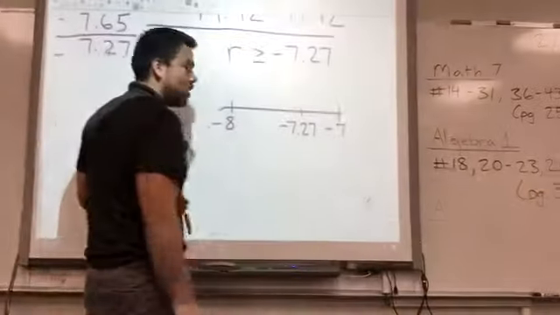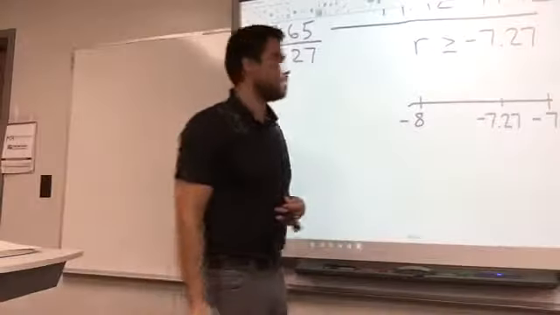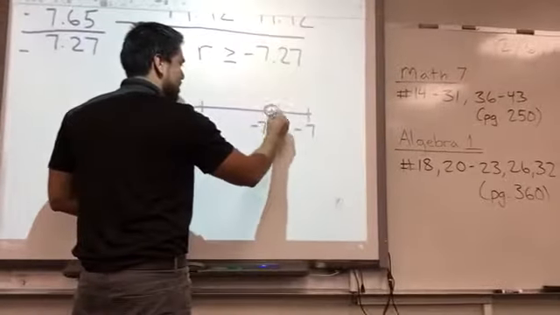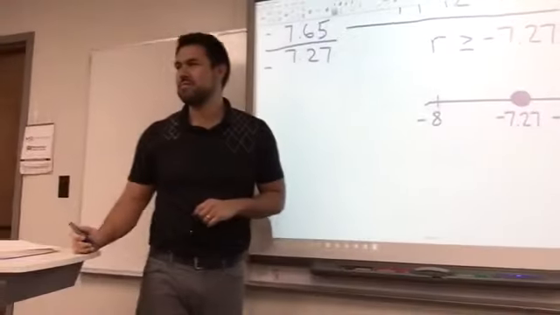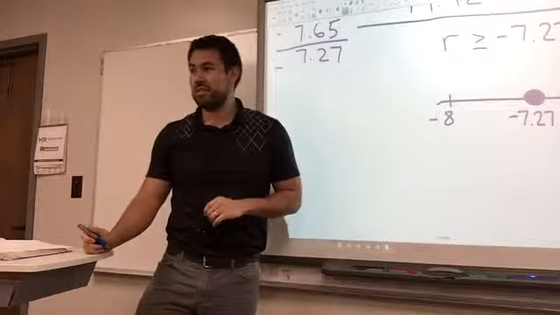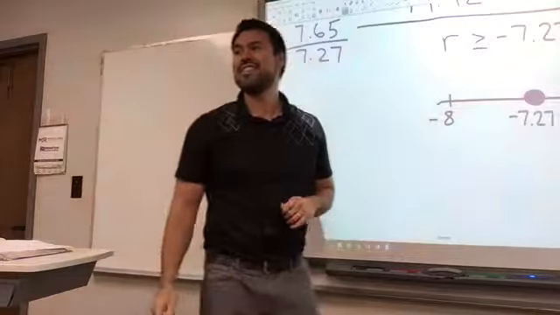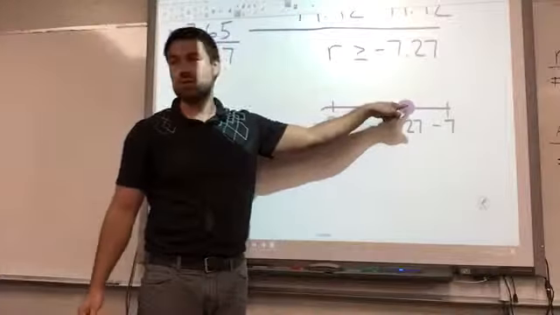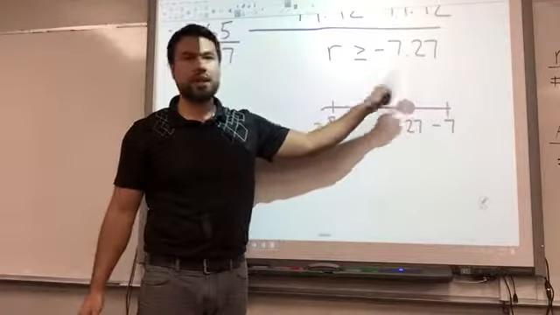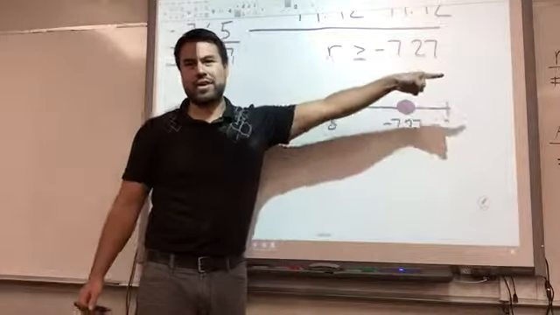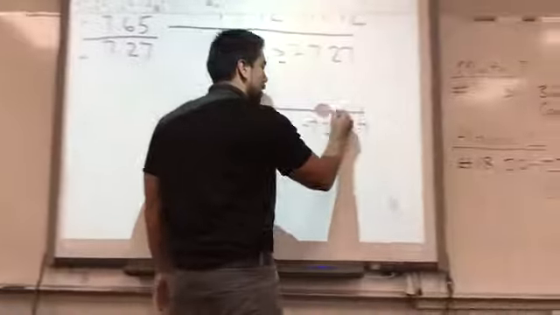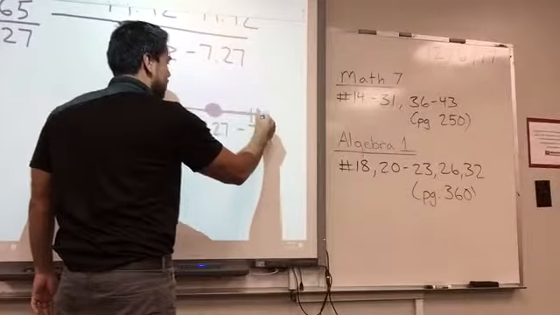What kind of circle should go on -7.27? Why, Jensen? You said it pretty definitively. Why closed? Yeah, it has that equal to. It's a closed circle. And then which way should that arrowhead go? Left or right? Right, because the variable's on the left, which means you could just follow that arrowhead.